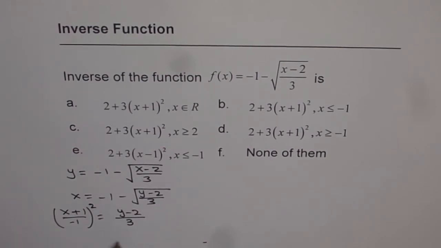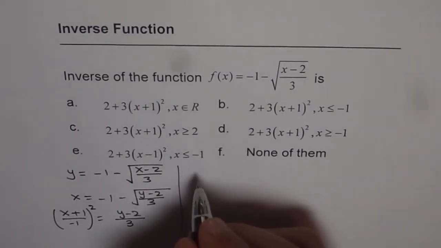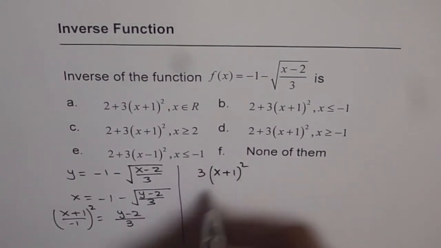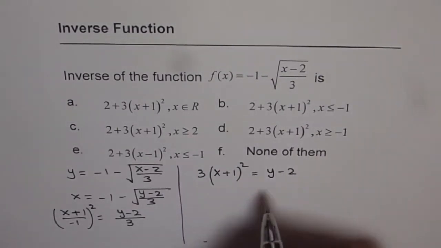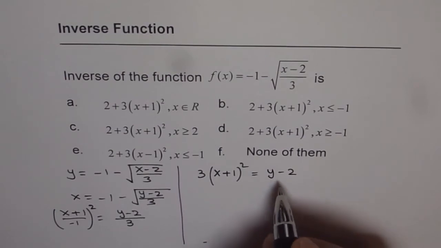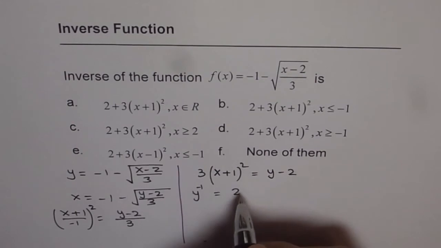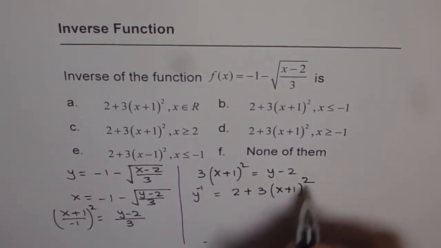Now let's solve for y. So to solve for y, what happens? We need to multiply by 3, right? So we get 3 times (x plus 1) whole square, now minus 1 square is positive, equals y minus 2, and we can solve for y, and that gives us the inverse, right? So we get y, that is the inverse of our function, as we bring 2 this side, so we get 2 plus 3 times (x plus 1) whole square.